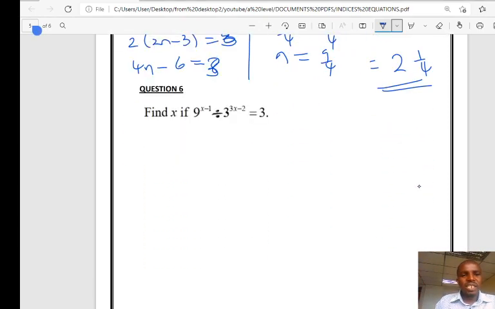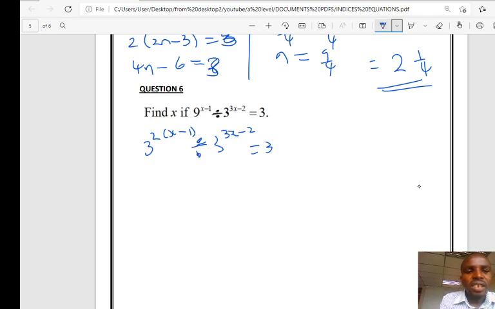Next question, number 6. Right, this one, you can see the base on the left side is not the same. So you have to make the bases on the left side of the equal sign the same. Which means 3. You can express 9 in powers of 3. What is 9 in powers of 3? It is 3 to the power 2. Then you can maintain the power that was already there: x minus 1, divided by 3 to the power 3x minus 2 is equal to 3. So make the left side be under the same base.